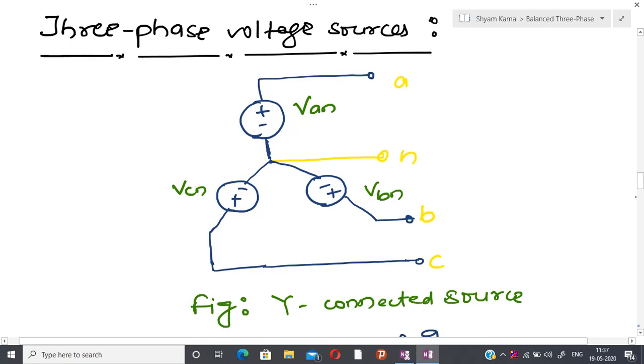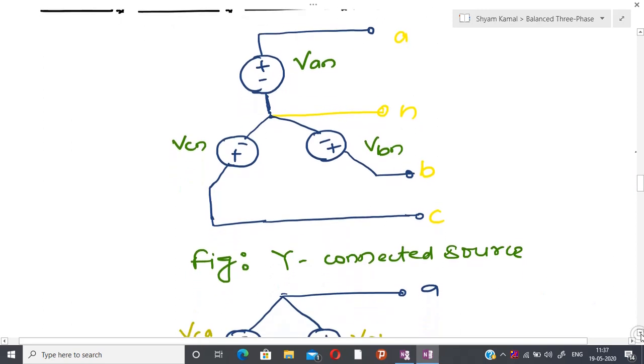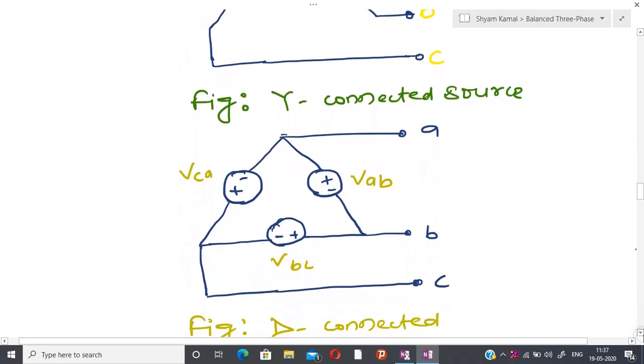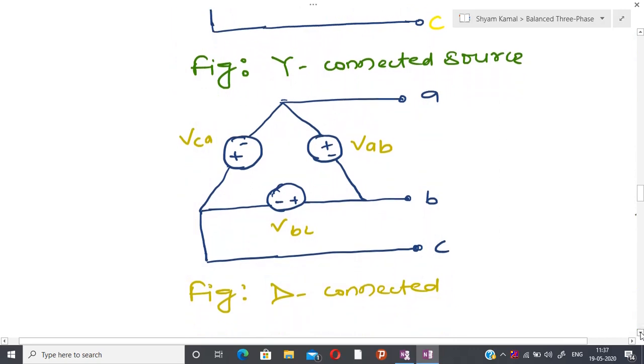So basically a three phase system can also be interpreted as equivalent to three single phase circuits. If you interpret the voltage source, it can be connected in the Y form, so this is the Y form. Let us see the next connection, and this connection is the delta connection.